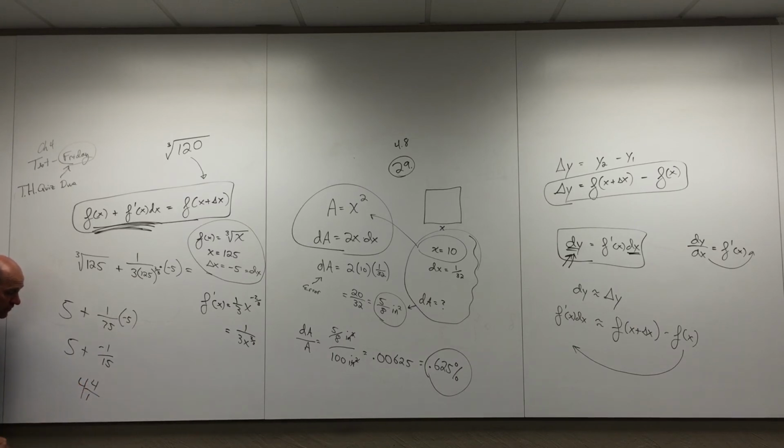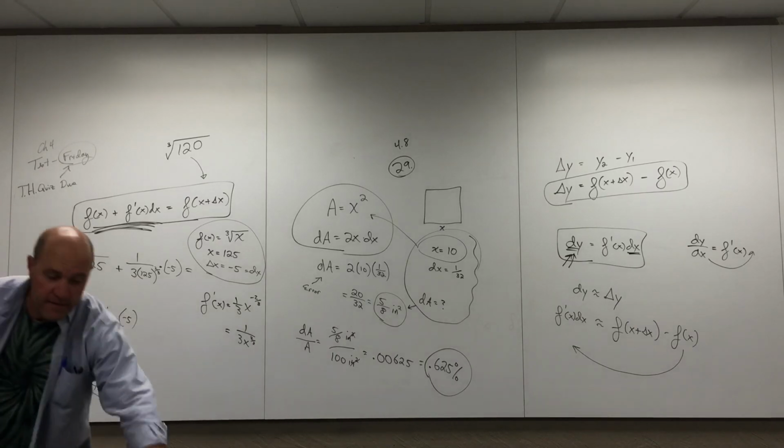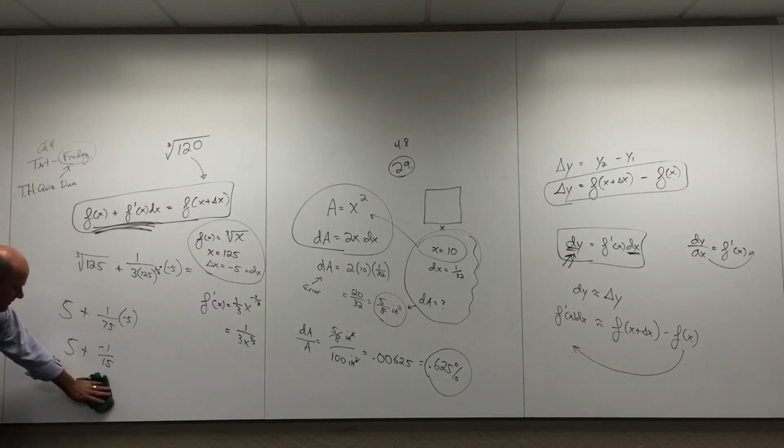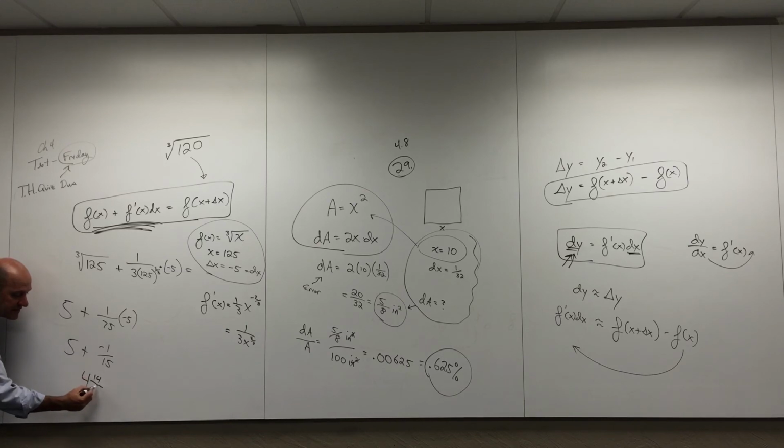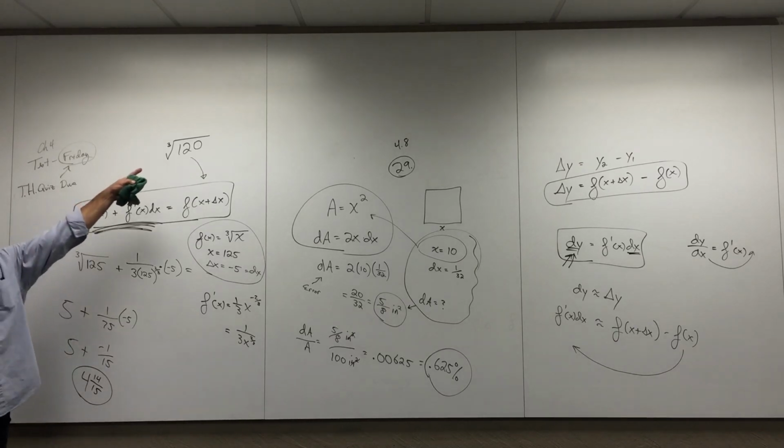No. 4 and, I'm going to call it 4 and 14/15. Right? Is that okay with you? Yeah. That's my approximation for the cube root of 120.